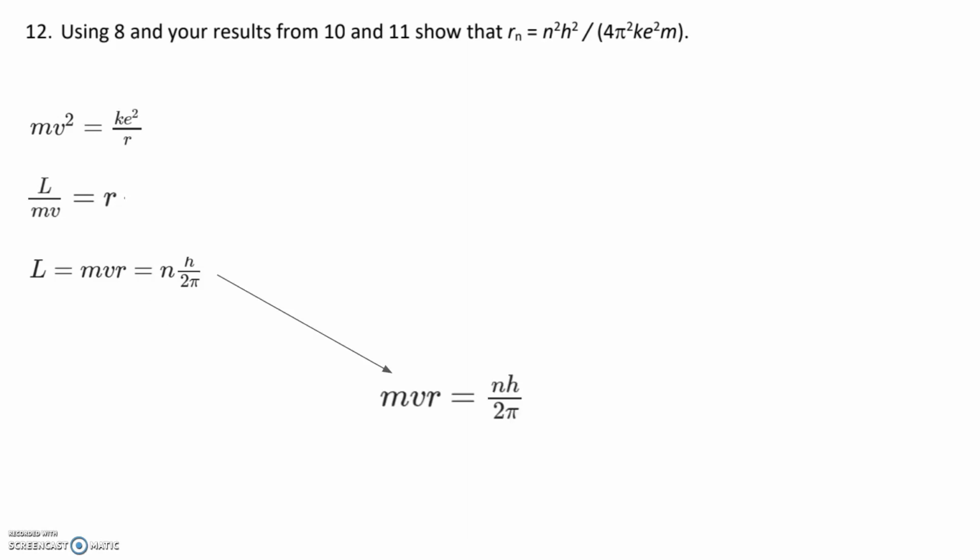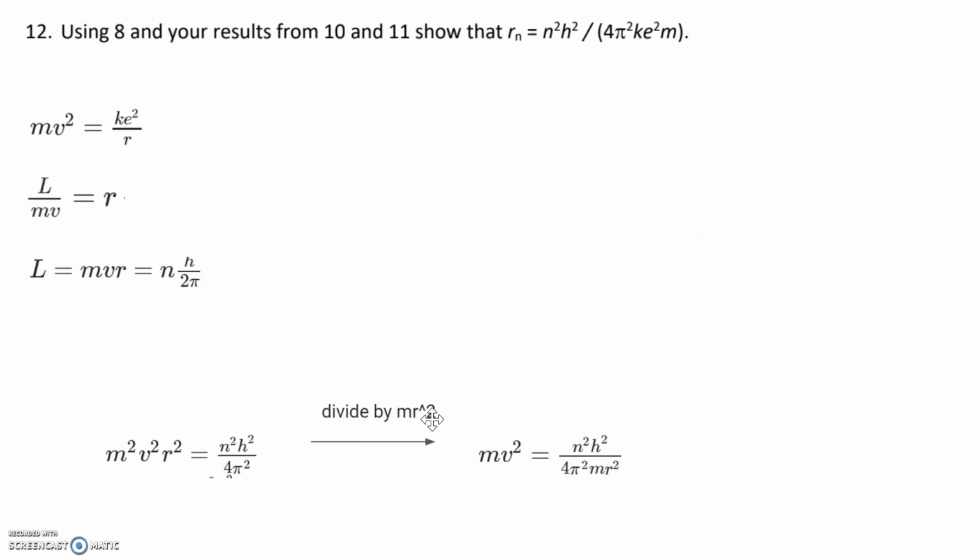To begin, we take mvr equals nh over 2 pi. Then we have to raise both sides to the power of 2, as you can see in the equation given, n and h are squared. Then from here we divide both sides by mr squared to result in the following equation: mv squared equals n squared h squared over 4 pi squared m r squared.